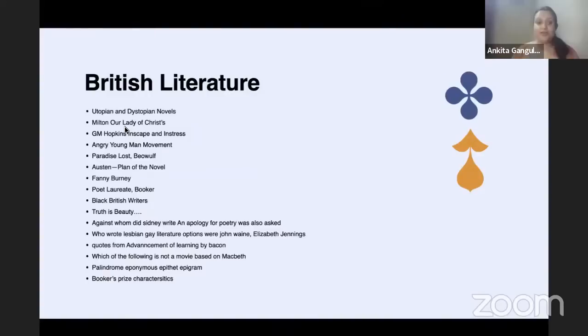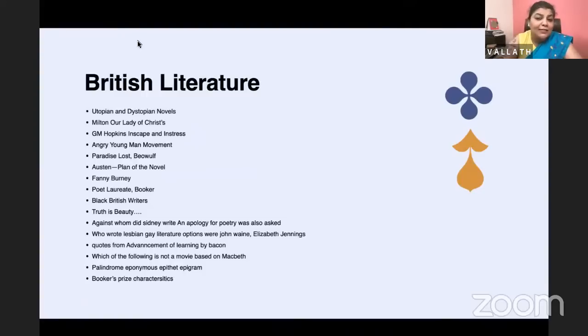Actually, I think this question was in the second shift, so I don't know exactly. People said that was a very easy question. Jane Austen's plan of the novel was actually an easy question, they said. Then Fanny Burney-based question, Poet Laureate, Booker Prize, Pulitzer Prize, all that people said came. Then Black British writers, then something based on John Keats's Truth is Beauty, Beauty is Truth. Then against whom did Sidney write an Apology for Poetry? That was also asked. Who wrote lesbian gay literature? Options were John Wayne, Elizabeth Jennings. Quotes from Advancement of Learning by Bacon.